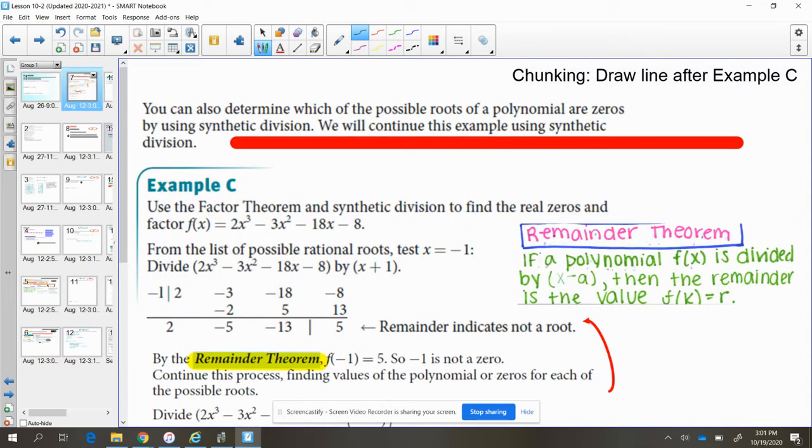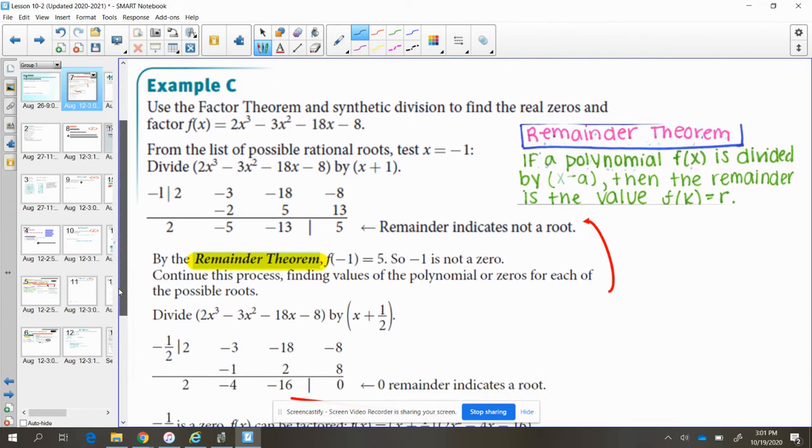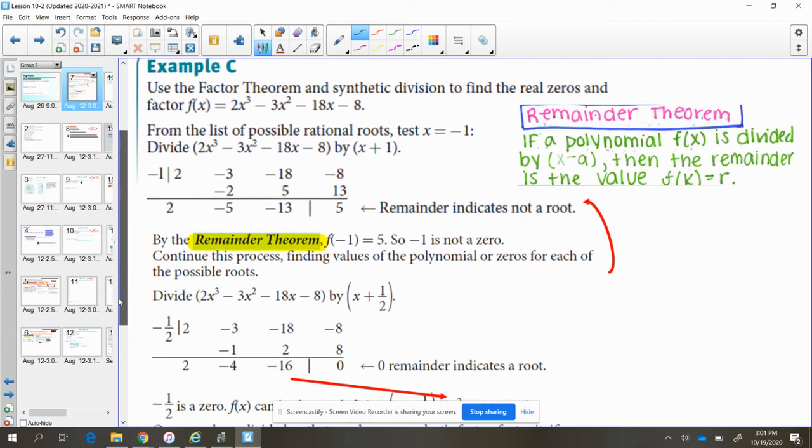Instead of plugging in, we can also use synthetic division to help us not only find out if something is a 0, but also help us create something that may or may not be factorable. So for instance, if we test out -1, one of our potential zeros here, when we complete the synthetic division, the remainder is not 0. What this indicates is that -1, 5 is a point on our graph, but it's not a 0 because it didn't equal 0 as a remainder.